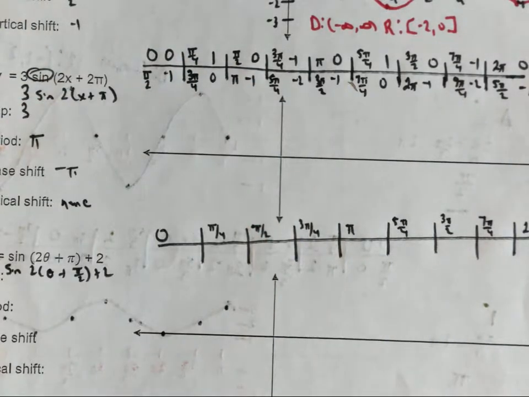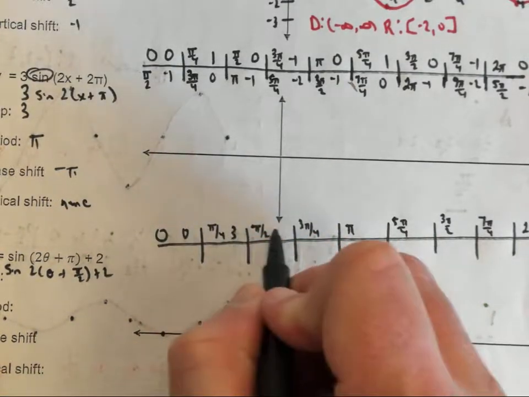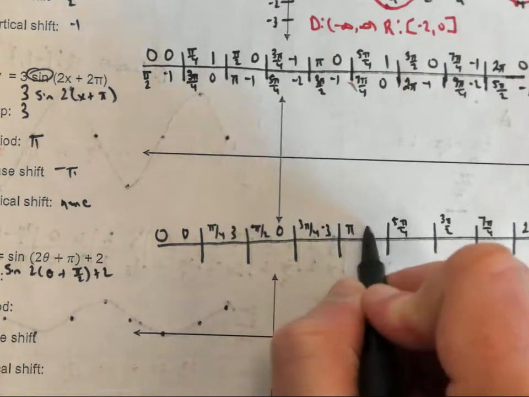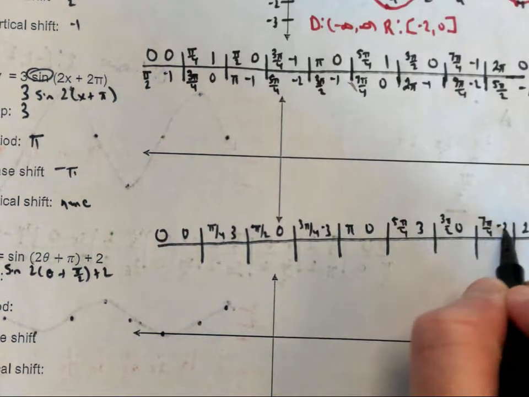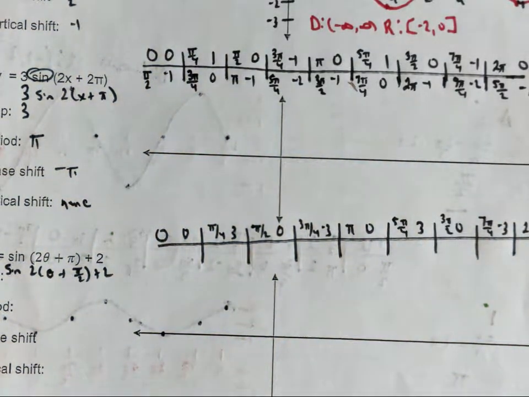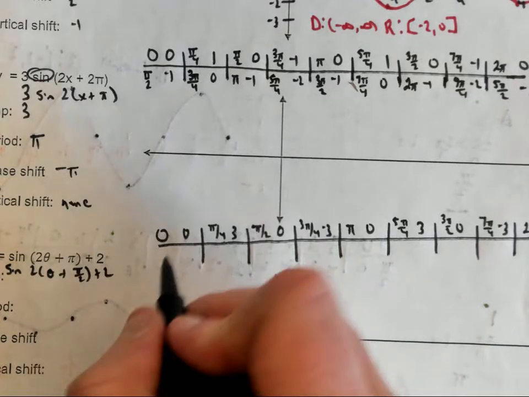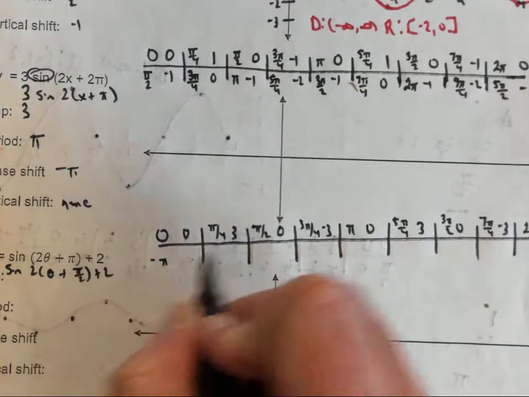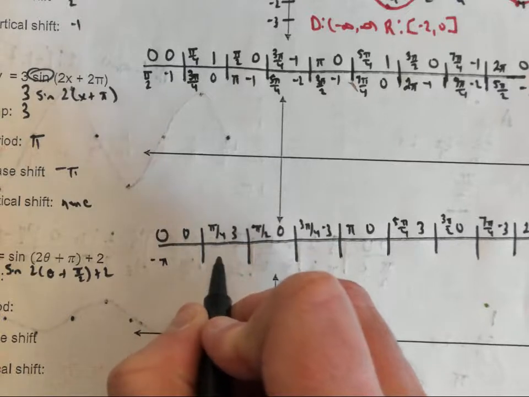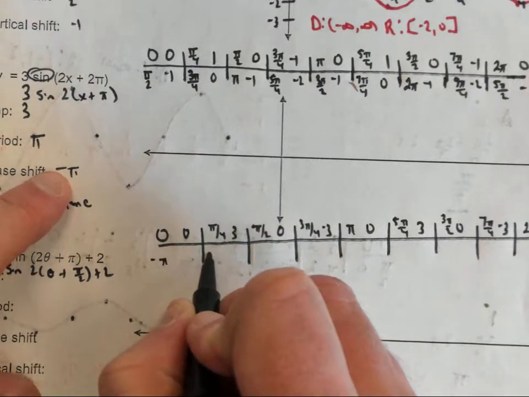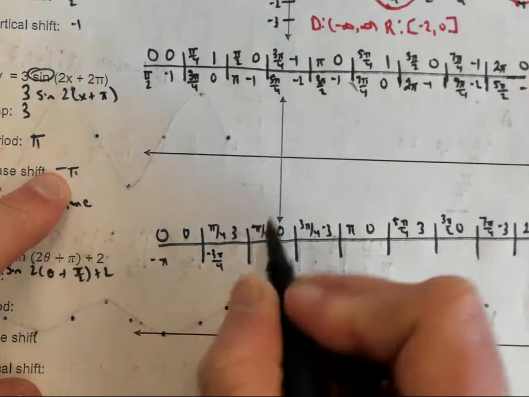Since this is sine, I've got to follow the nature of the sine graph. It starts at the origin, then goes to the amp, back to the x, down to the amp. I'm going to add my phase shift to what coordinates? X. So 0 plus negative pi is negative pi. Pi over 4 plus negative pi is negative 3 pi over 4.